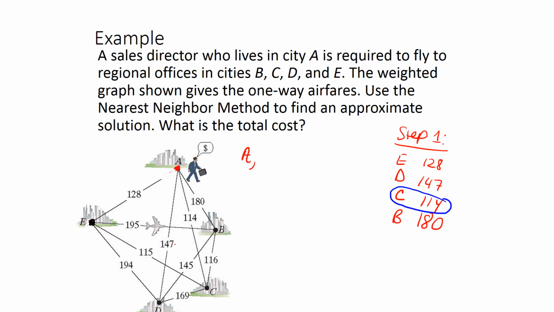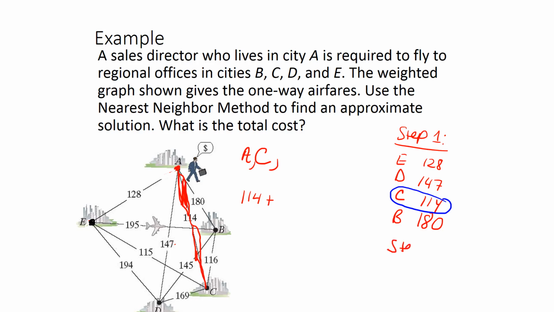So from A, use your highlighter in your notes. Oops, you don't need it to be that thick. I just went off course there. From A, we will go to C, which cost $114. We might as well add them up because it tells us to find the total cost.